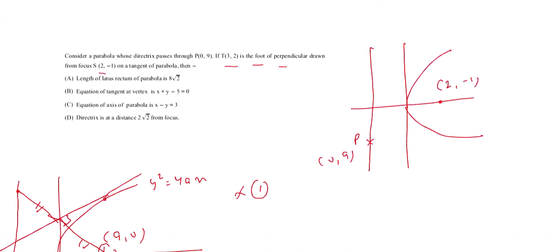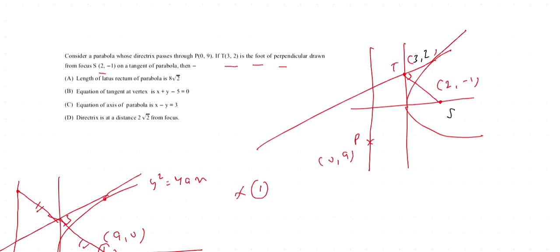Whenever you draw a foot of perpendicular from the focus on a tangent of the parabola, where it is given, it lies on the tangent at the vertex. That implies this point is 3, 2, and this is S. So what we can say is the image of S in the line lies on the directrix, right? So let's extend this line.